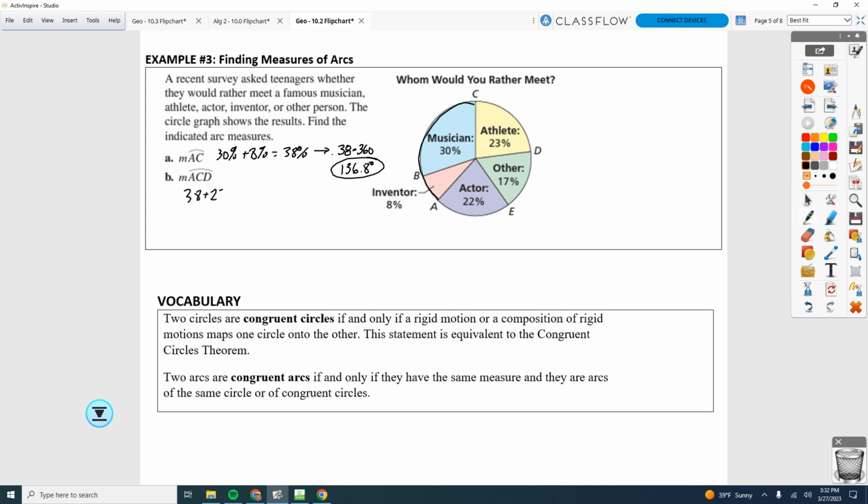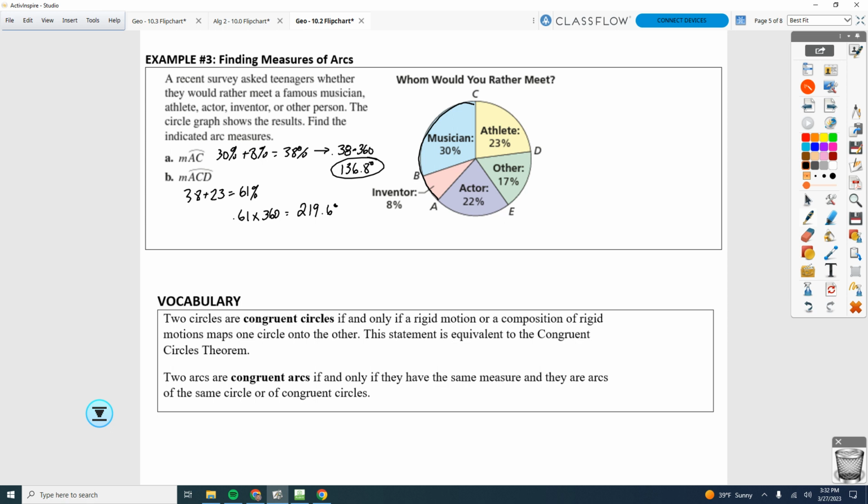So 38 plus 23 is going to give us 61%. So 0.61 times 360 is going to give us 219.6 degrees.